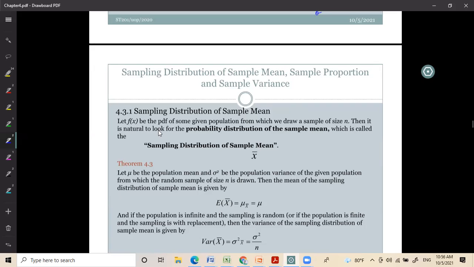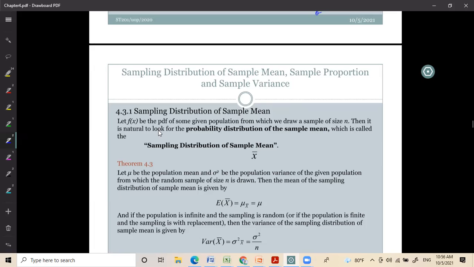That means if you take different samples of sample size n from this population, you'll end up with k number of different samples, and then you'll end up with k number of different sample means. That's what we discussed last week. And the behavior of these sample means you can study. That is called the distribution of the sample mean, or you can say the sampling distribution of sample mean X bar.